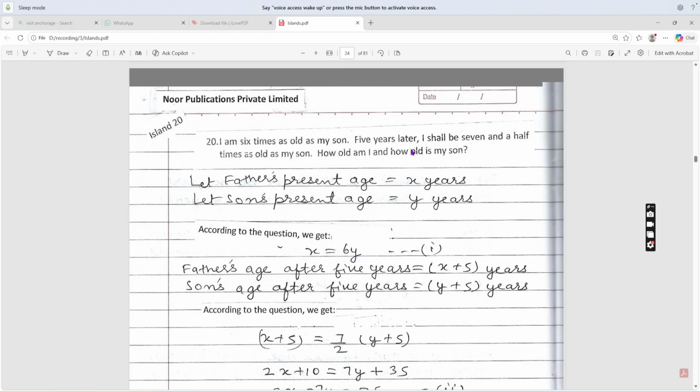In the next case, it is written 5 years later. So 5 years later, x age would be x plus 5, and y age would be y plus 5. Or I mean to say, father's age after 5 years would be x plus 5 because present age of father is x, and 5 years later, son's age would be y plus 5 because present age of son is y years. And the ratio is given 7 upon 2 because it is clearly mentioned here: 5 years later, I shall be 3.5 times as old as my son.